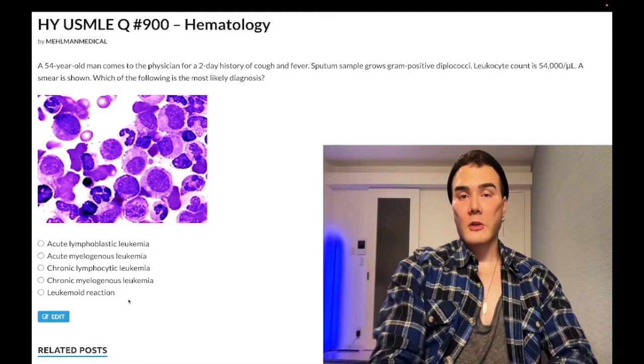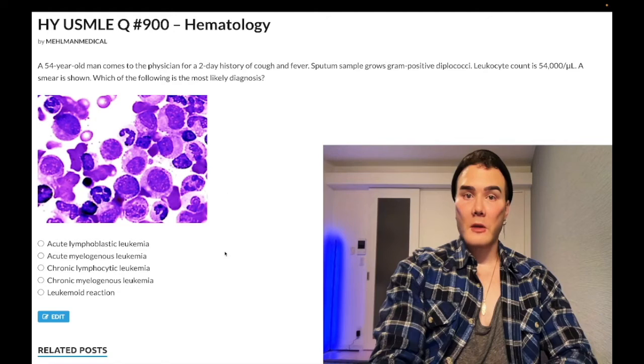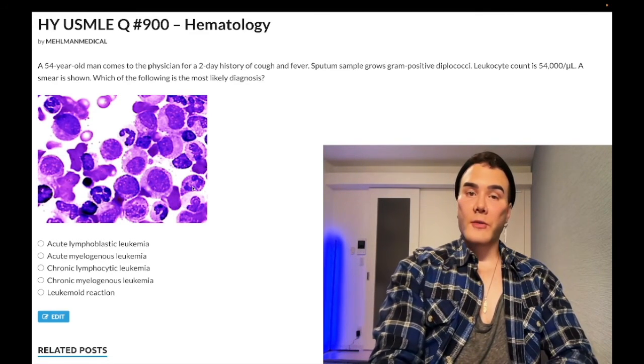Choice E, leukemoid reaction, wrong answer. So the smear would show us reactive granulocytosis, and I articulate that in such a fashion because that'll be the answer sometimes on USMLE for leukemoid reaction. Okay, just reactive granulocytosis, aka all neutrophils. Neutrophilia is what you're going to see on a smear.